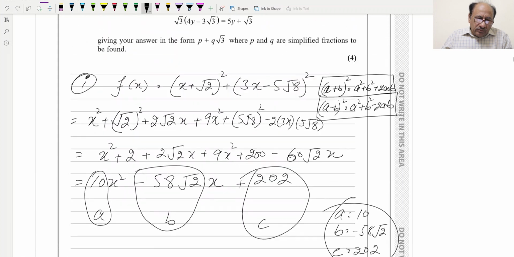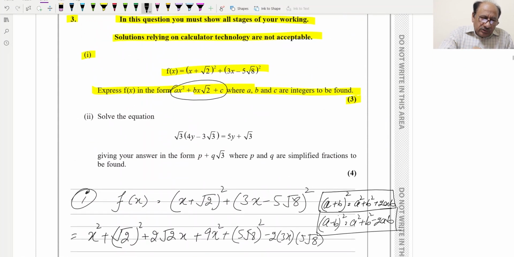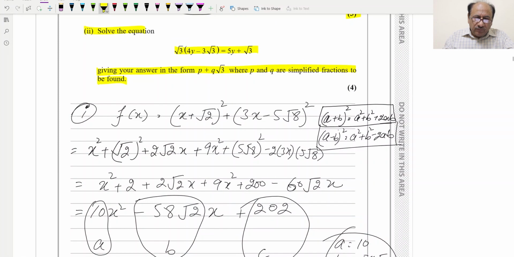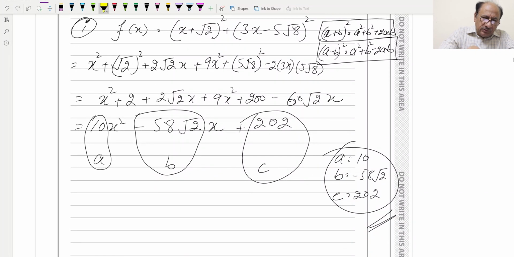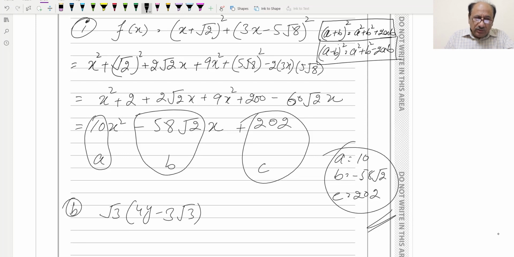Now we can move to the second part. They are saying solve the equation. We need to solve this equation and give your answer in p plus q root 3 format. P and q are simplified fractions to be found. So we can copy the same equation: root 3 into (4y minus 3 root 3) is equal to 5y plus root 3.